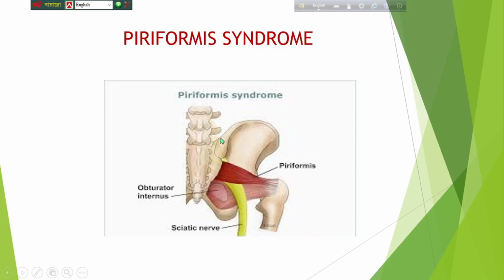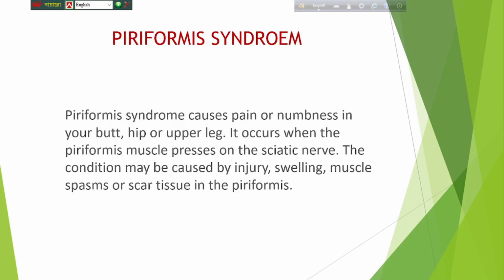Then we know about a syndrome which is called piriformis syndrome. We know the sciatic nerve passes below the piriformis muscle. If the nerve is compressed by the piriformis due to any cause, it is called piriformis syndrome. Now we may see the definition.